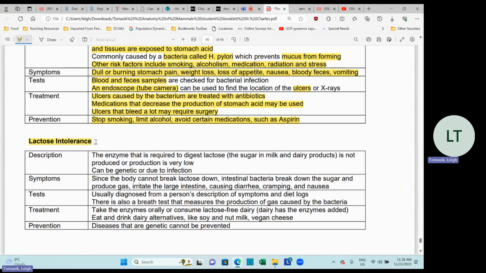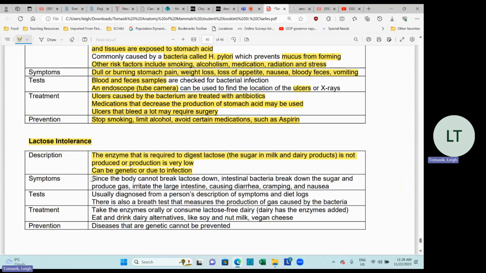Finally, we have lactose intolerance. If you have lactose intolerance, the enzyme that is required to digest lactose, which is a sugar in milk and dairy products, is not produced or the production is too low. This can be genetic or it could be caused by an infection.